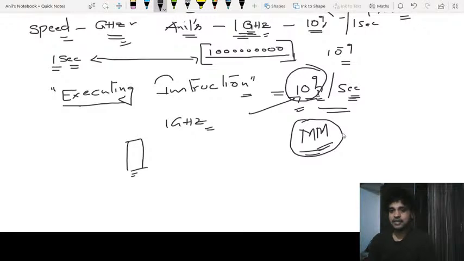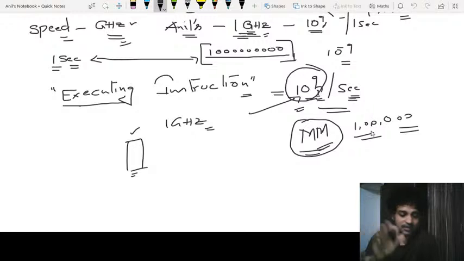Let us say that the main memory will be able to supply only 1 lakh instructions per second. So here, no matter how fast the CPU is, eventually the total system speed is limited by the main memory speed, right? You can boast as much as you want about the CPU, it doesn't matter. Finally, your system speed will be limited by the memory speed.